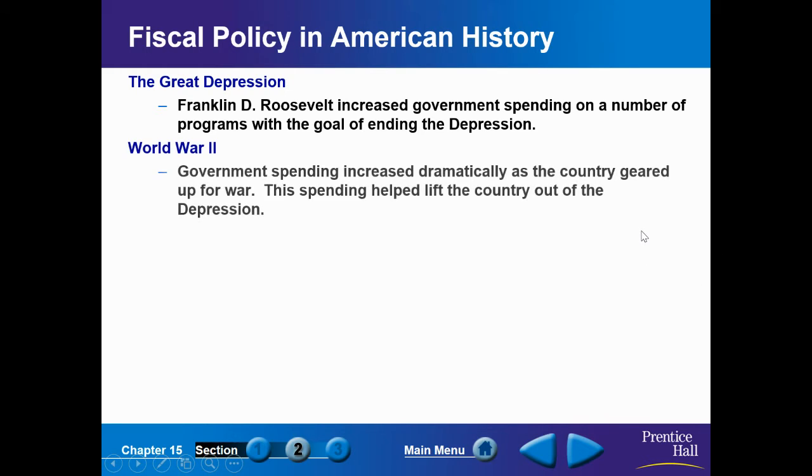Some economists still today argue that World War II is what provided something for the U.S. economy to produce that dramatically lifted the country out of its doldrums and got things moving in the right direction.